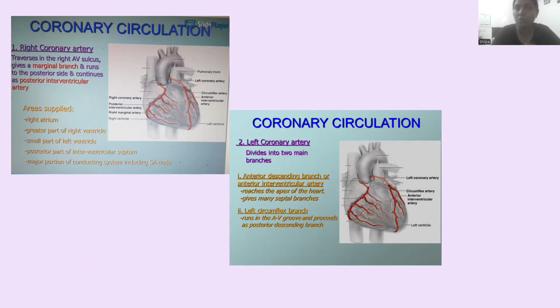Then venous drainage: most of the venous blood is collected into a number of cardiac veins. They join to form the coronary sinus, which opens into the right atrium. So here I am just mentioning coronary circulation, the right coronary and left coronary, and where each supplies, how it divides into two.